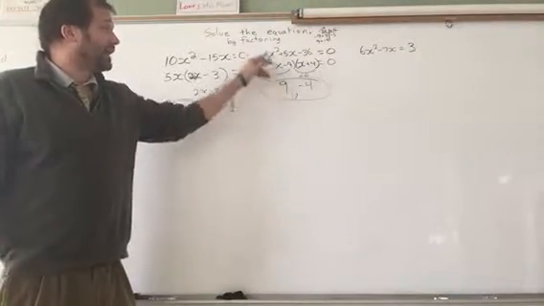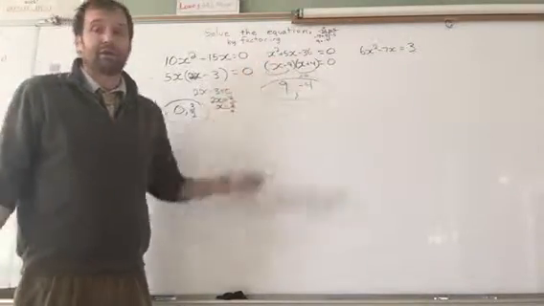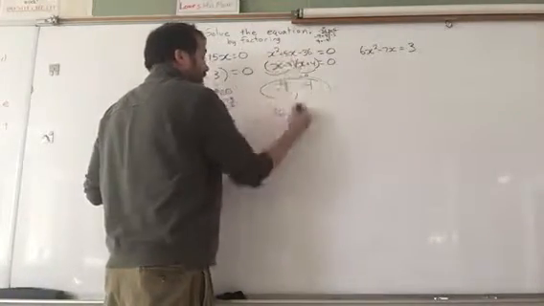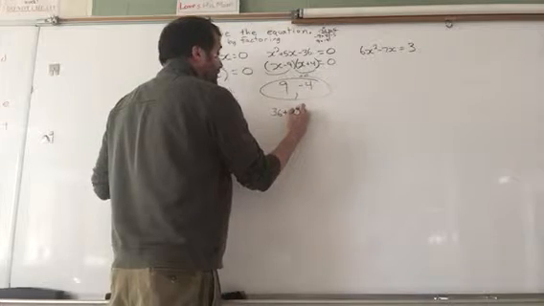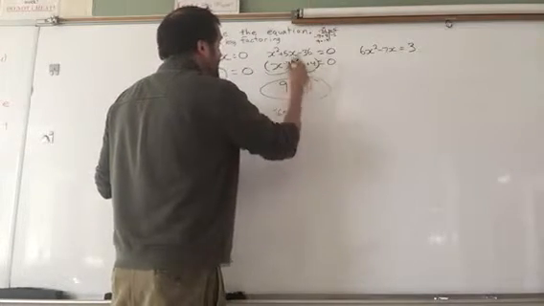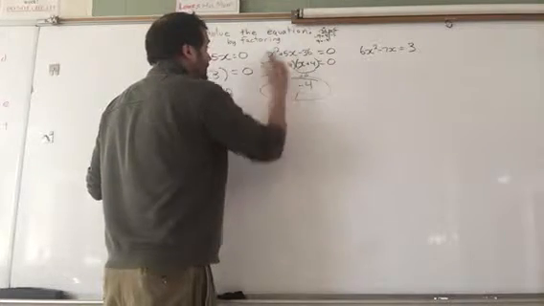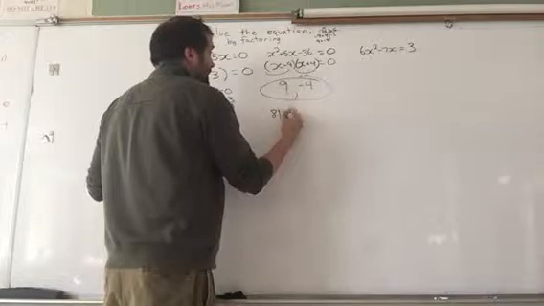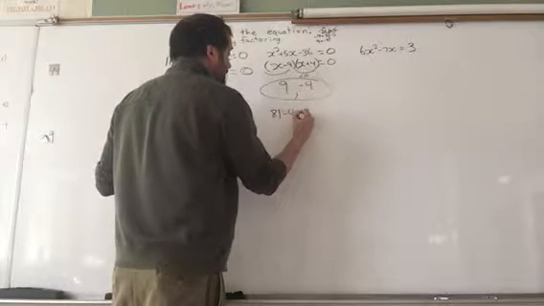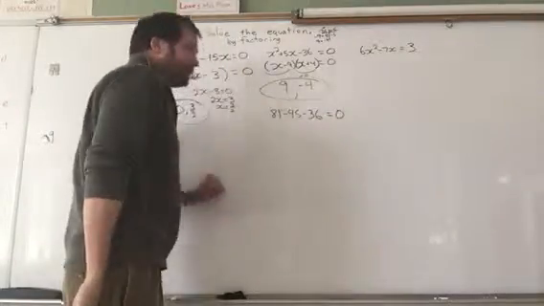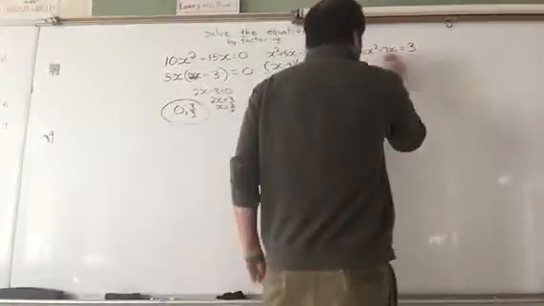If I put a 9 in here, and if I put a negative 4 in here, it'll equal 0. For instance, 9 squared is 81, sorry. 5 times negative 9 is negative 45, minus 36 equals 0. All right? Okay, the last one.